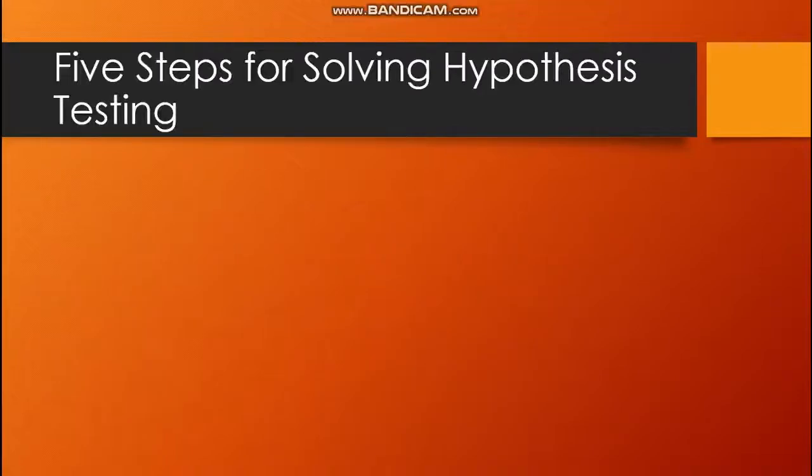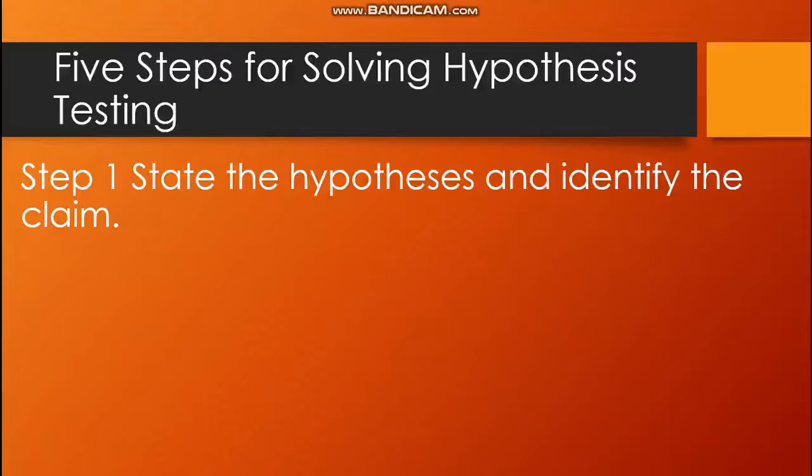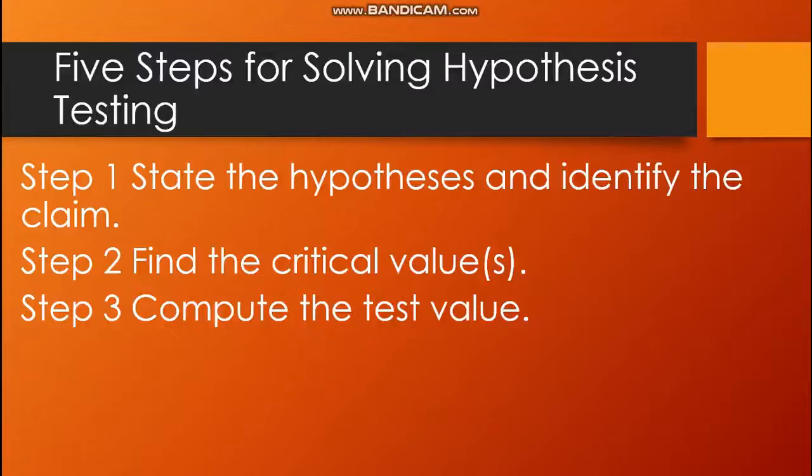And we have here the 5 steps for solving hypothesis testing. Step 1 is state the hypothesis and identify the claim. And that is, we write down the null and alternative at alin yung kine-claim doon. Lalagay natin. Step 2, find the critical value or values. Kapag one-tail test, isa lang ang ating critical value. Kapag two-tail test, we have 2 critical values. Okay? At na-discuss ko na sa inyo last week.